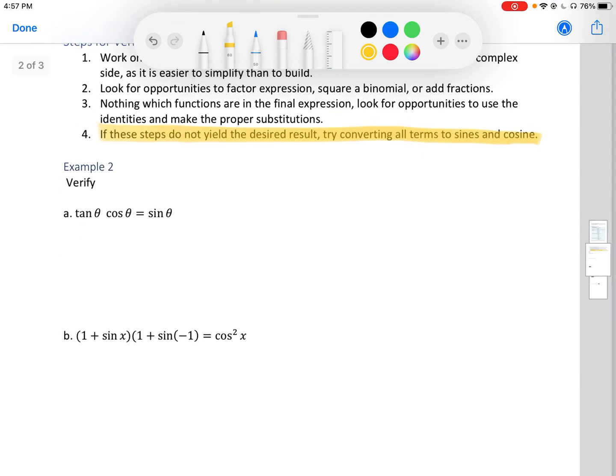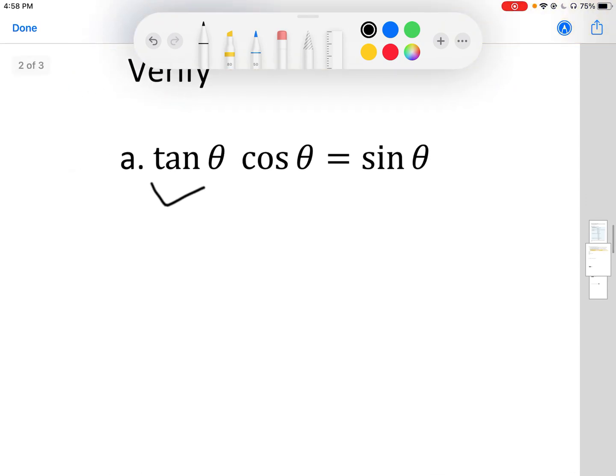All right, so I want to show that tangent theta times cosine theta equals sine theta. All right, I don't know where to start. Whenever you feel like you don't know where to start, try changing everything to sine and cosine. Well, tangent, we know tangent is sine over cosine.